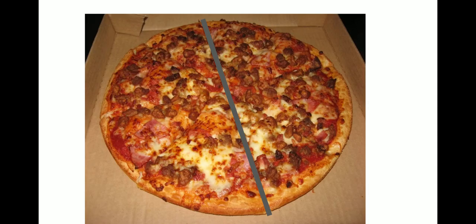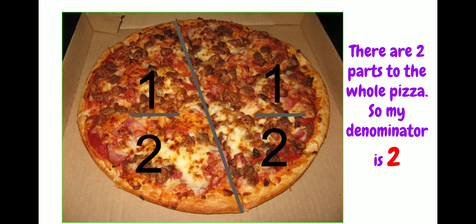Here's a pizza. That's my whole pizza, right? But I cut it into two parts. So my denominator would be what? You guessed it, 2, because there are 2 parts. Each part is one piece out of the 2 pieces. So each part would be 1/2.